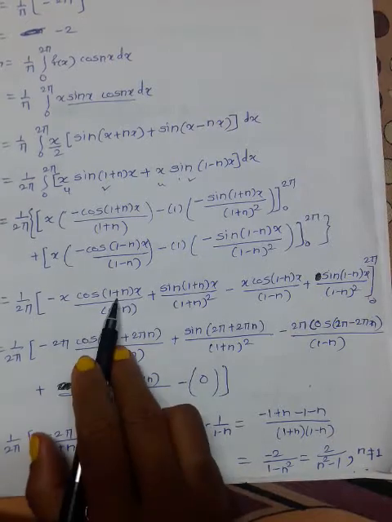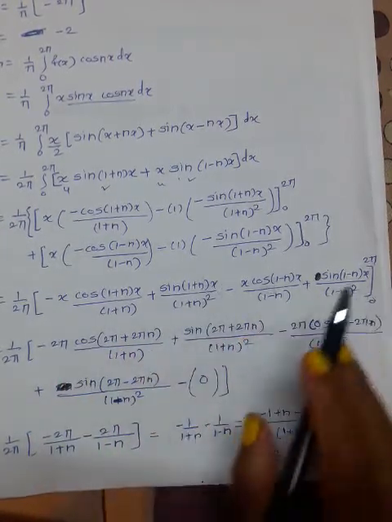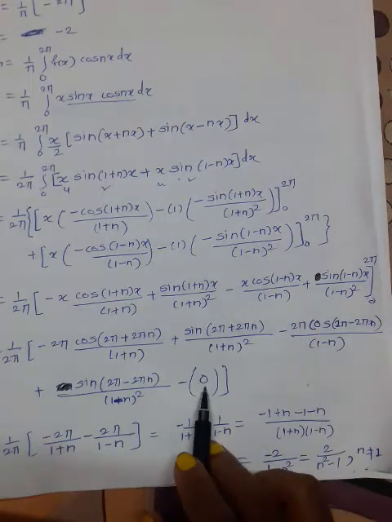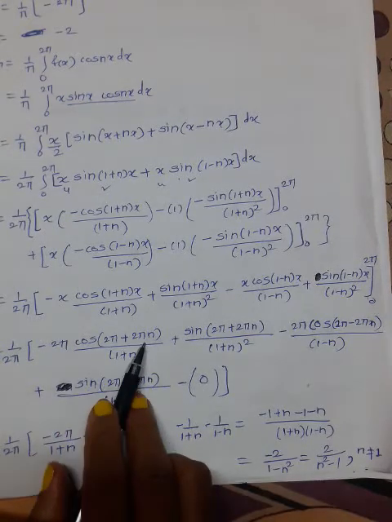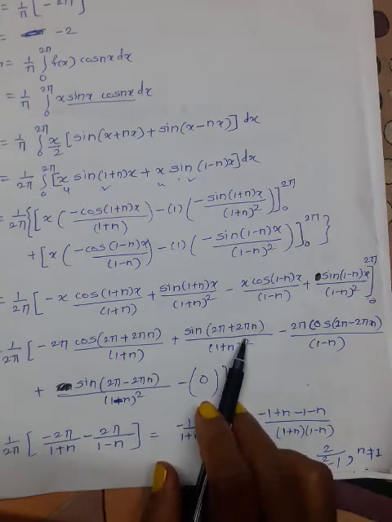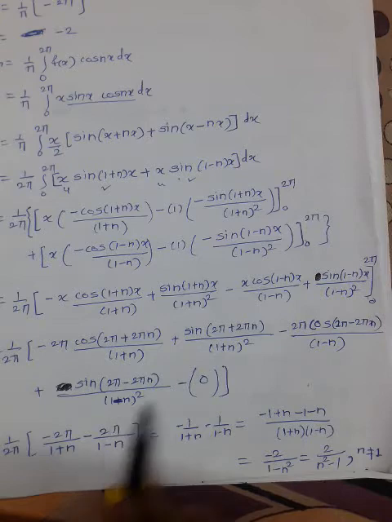It becomes 0 into anything is 0, sine 0 is 0, 0 into anything is 0, again sine 0 is 0. For the lower limit, the total terms become 0. Okay, now we have to solve. We know cos of 2 pi plus theta is cos theta, sine of 2 pi plus theta is sine theta, and sine of 2 pi minus theta is again sine theta.